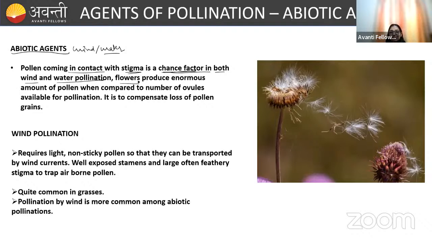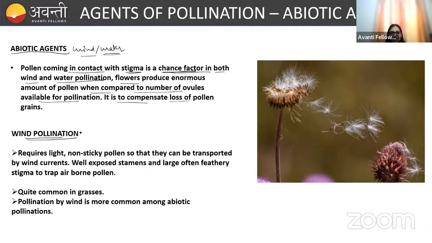A flower produces pollen grains in a very large amount because when these pollen are carried by abiotic agents like wind and water, a large amount of pollen gets lost. So to compensate for that, the pollen are produced in a very large amount as compared to the number of ovules.